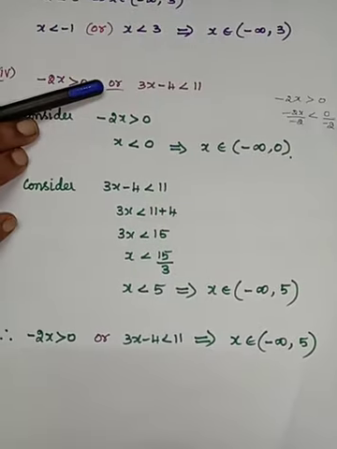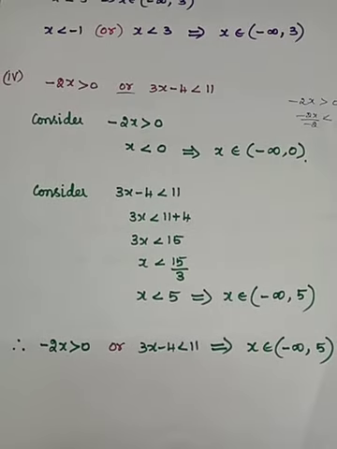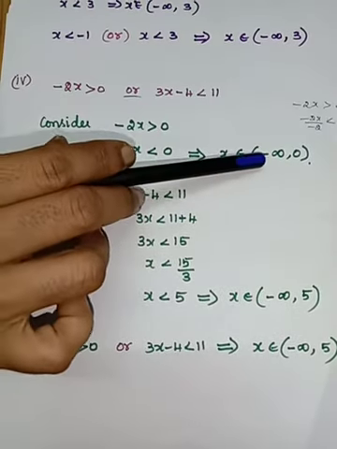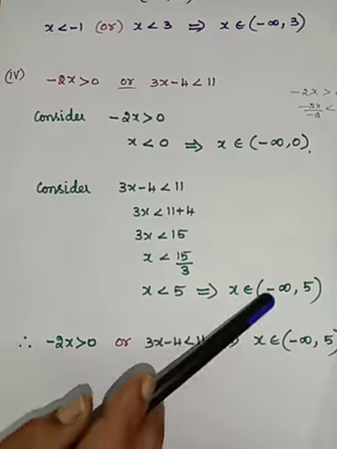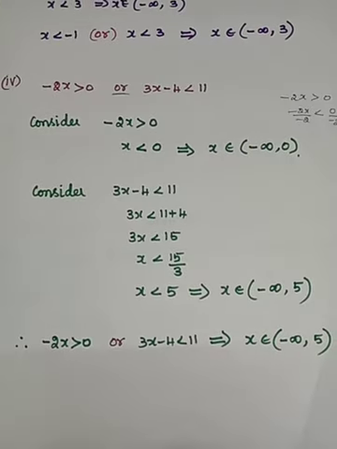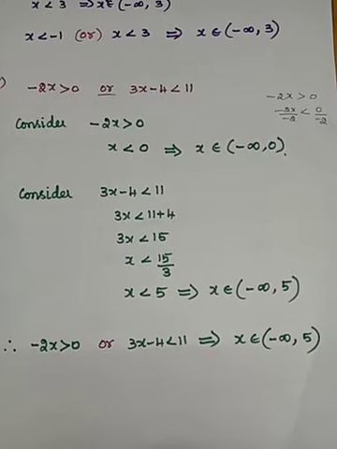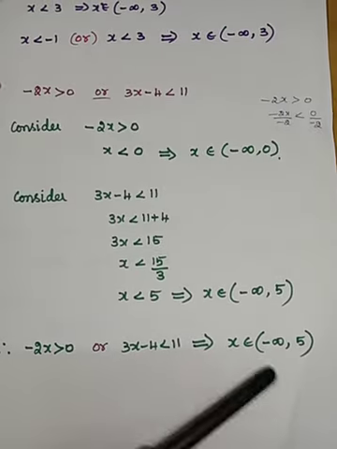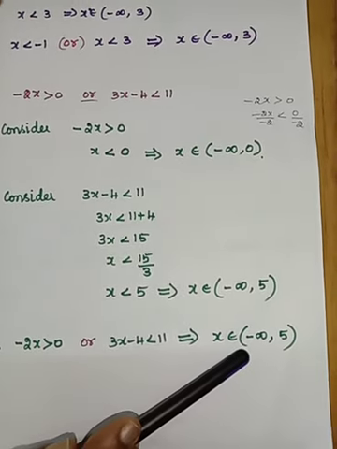Here or is used. Or means you have to join together. So minus infinity to 0 and minus infinity to 5. When you combine, it is from minus infinity to 5. So this is the solution of this problem.